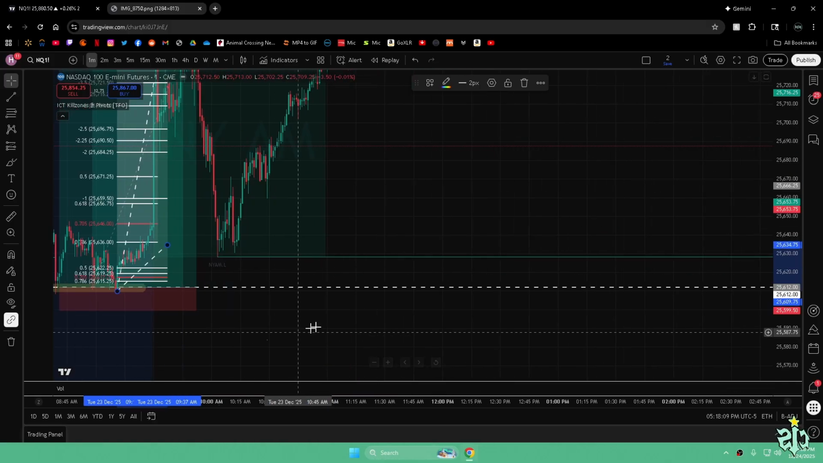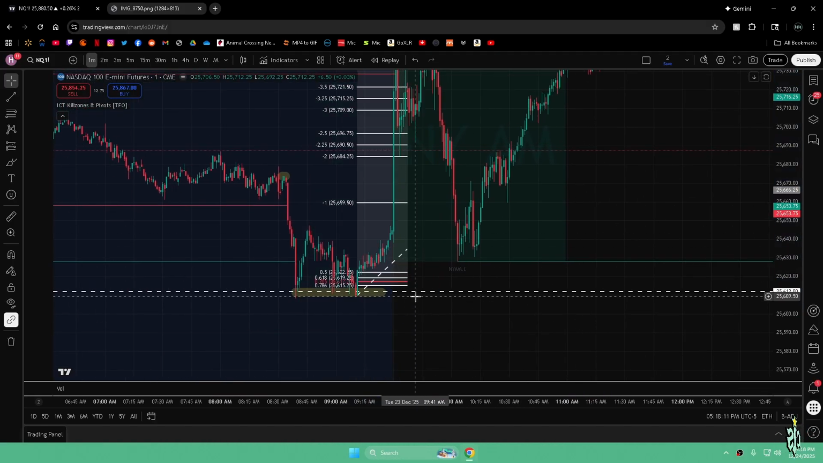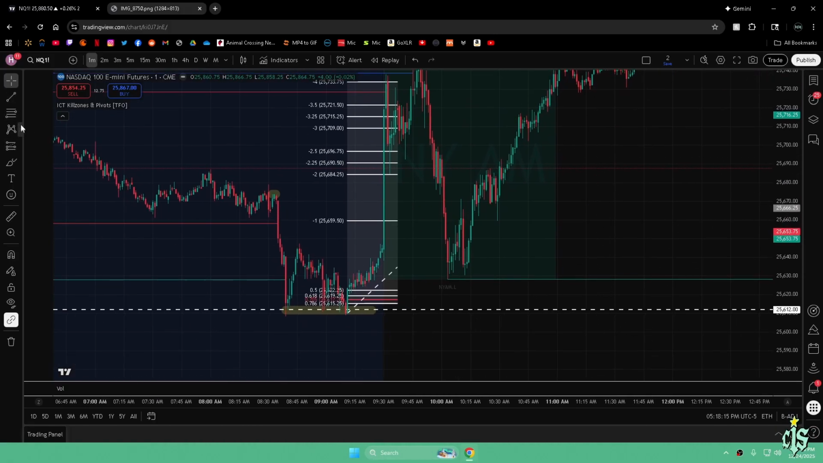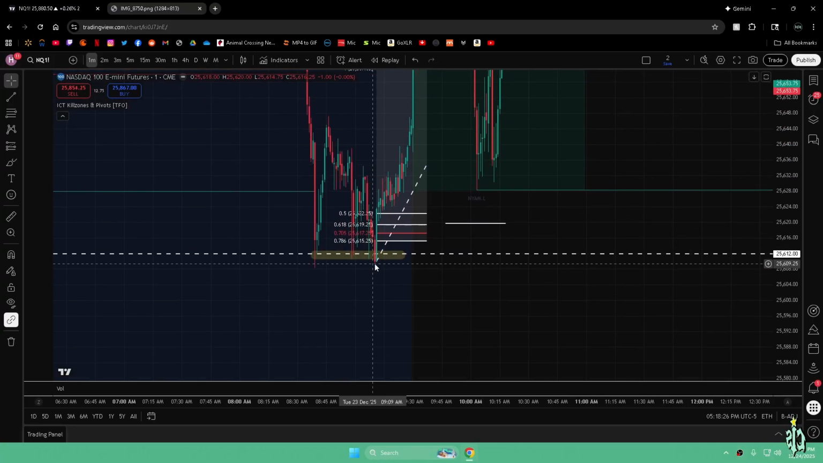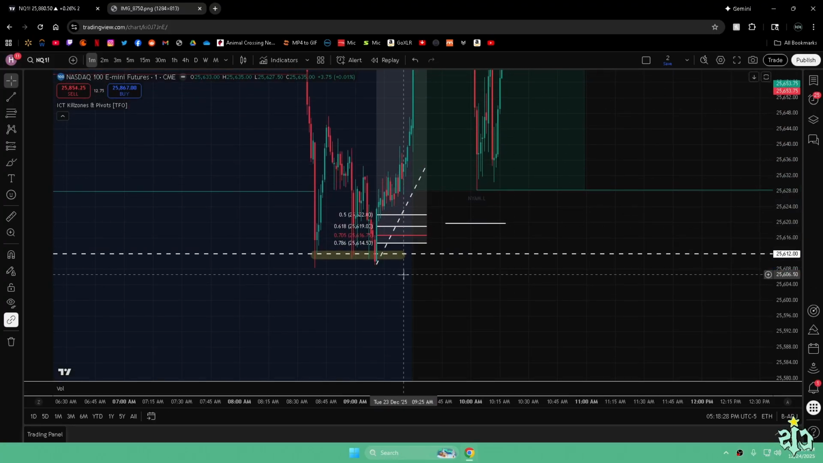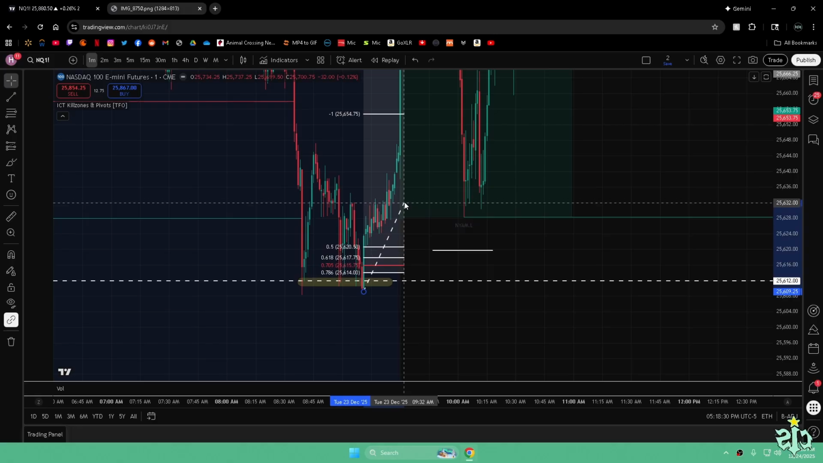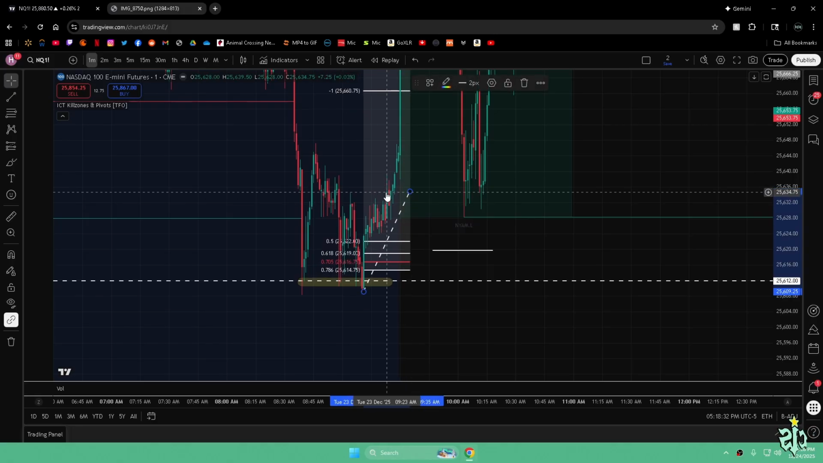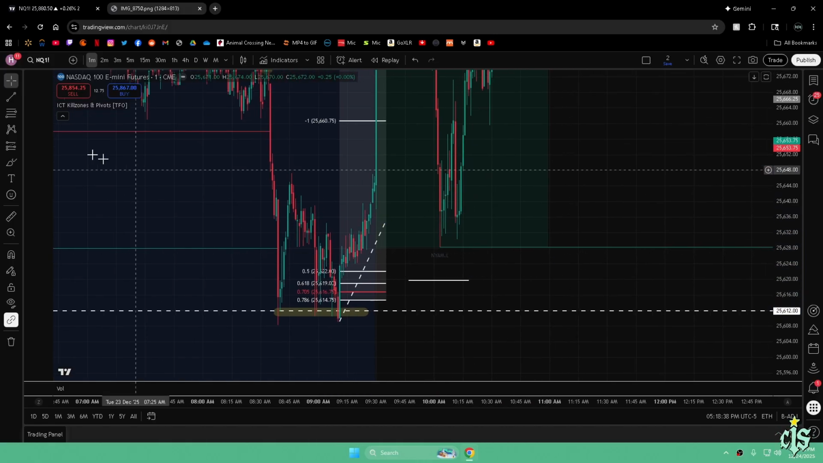Let me clean this up. Right, so we had our first fib, right? Let me mark out our range. So we have this fib. The reason I marked it from this candle low to this candle high is because this candle is where it breaks this high and it takes it basically, right?